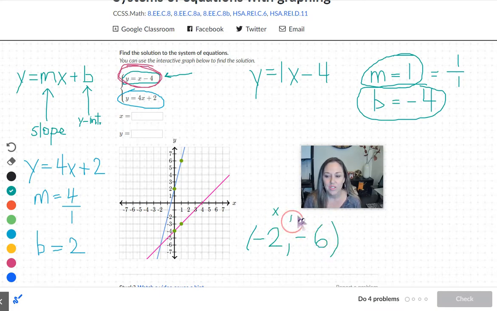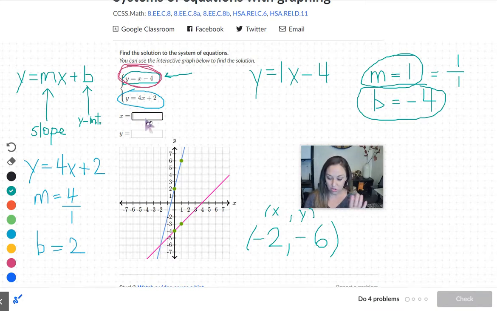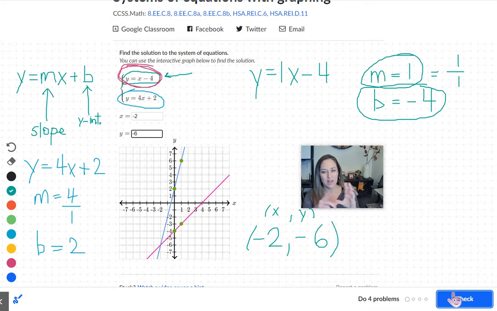We always write the x first and then the y. Okay, and on the x-axis, you go to -2. On the y-axis, you go to -6, and that is where they cross. That is the solution to this system: -2, -6. So up here, I'm going to make sure I put -2 in for the x and -6 in for the y. Okay, sometimes they'll write it out like that. Sometimes they'll ask you the ordered pair of the solution.